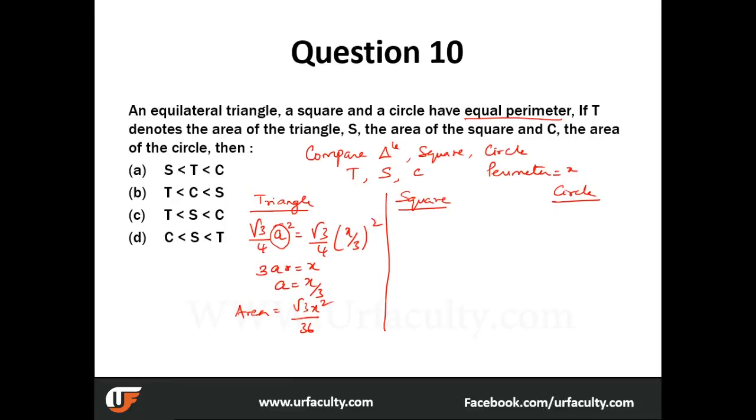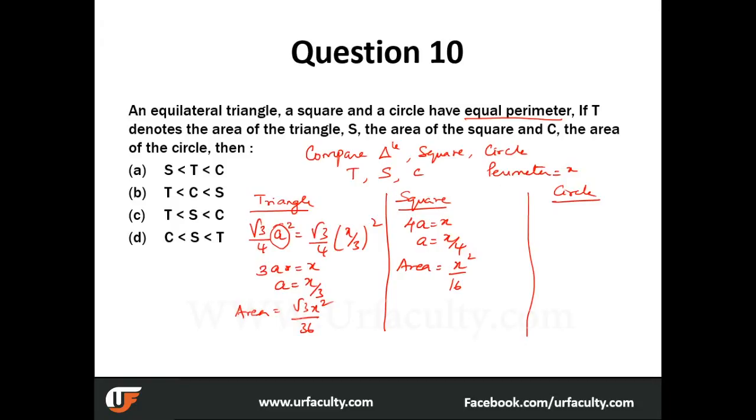Okay, square. In the case of square, let's first find out the side. 4a is equal to x. A is equal to x by 4. Area is equal to a square. So x square by 16. So the triangle is root 3 x square by 36, and this one is x square by 16.